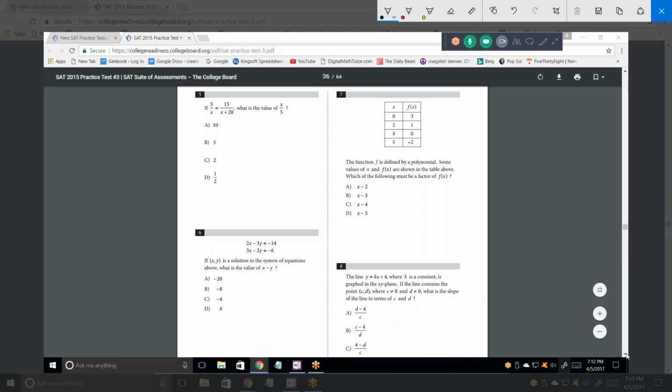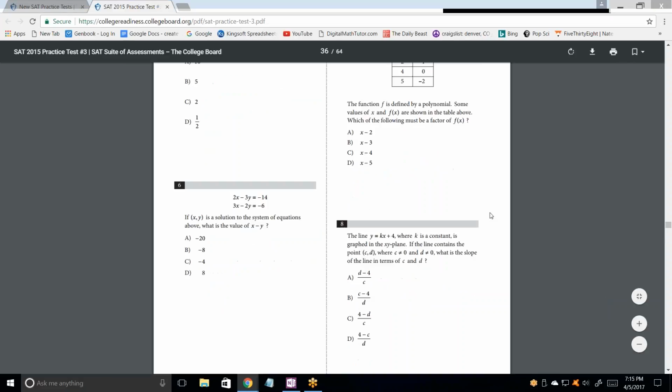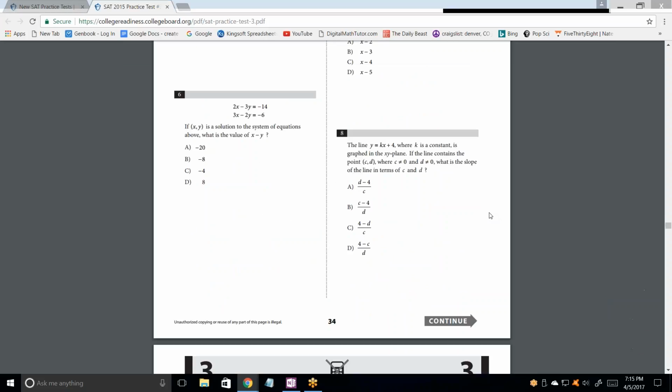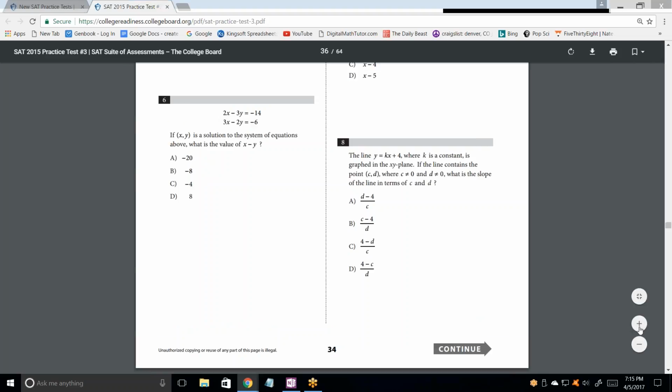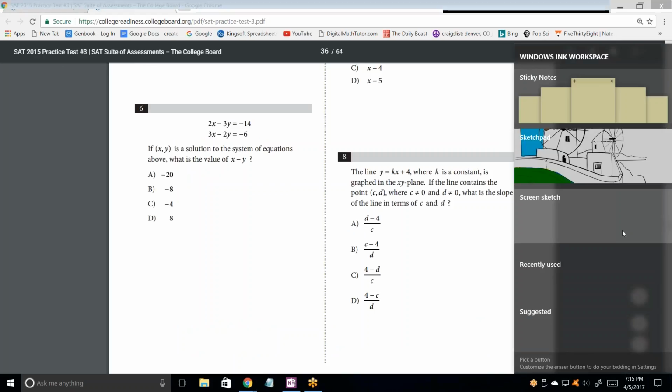Okay, hold on. Let me scroll down. I always forget which one I'm on here, too. All right. Let me blow this up, 1 and 2, and do this again. Okay.